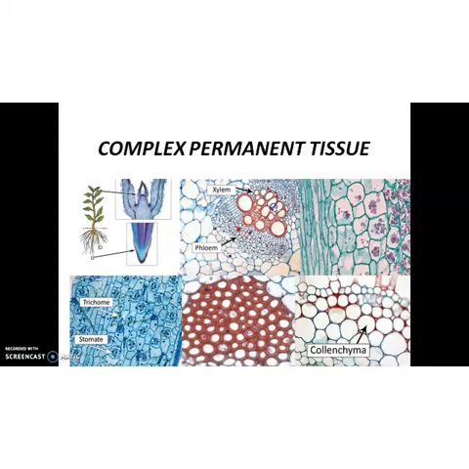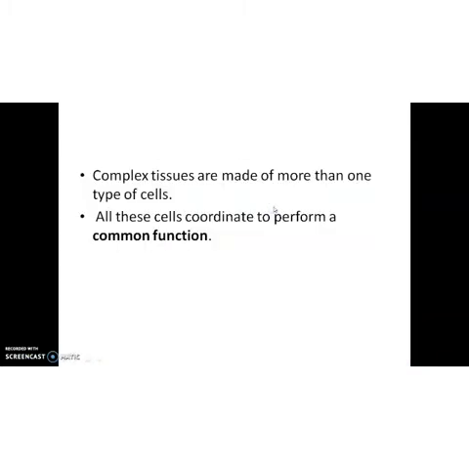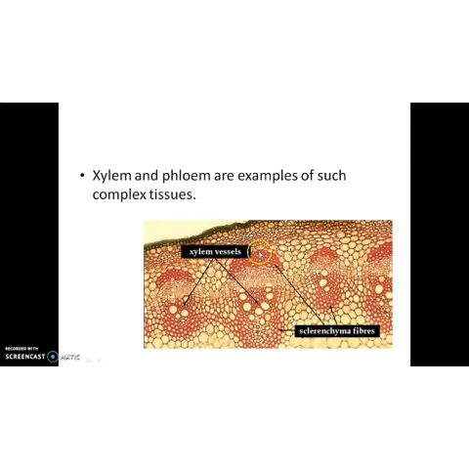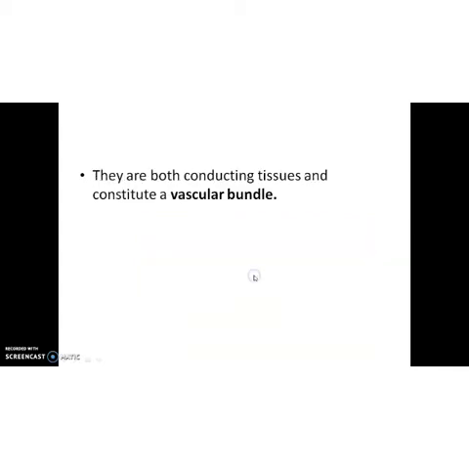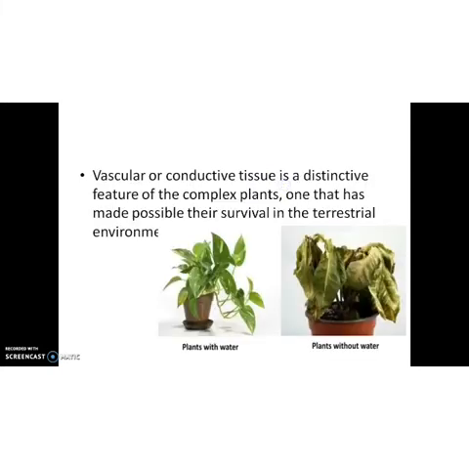Complex permanent tissue. So what is the speciality of complex permanent tissues, children? Complex tissues are made of more than one type of cells, and these cells coordinate to perform a common function. Okay, so in this microscopic view, you can clearly see the xylem and phloem. This is xylem tubes and this is phloem. Okay, so both of them are conducting tissue. Both xylem and phloem are conducting tissue and constitute a vascular bundle.